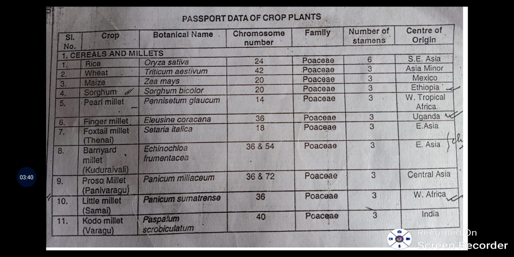Little millet has chromosome number 36. Here you need to remember that the little millet chromosome number is just like finger millet, and it originated in Africa, same as finger millet, where finger millet originated in Uganda. Next is kodo millet, that is Paspalum scrobiculatum, which has chromosome number 40 and origin is India.